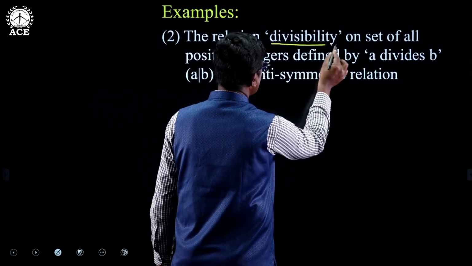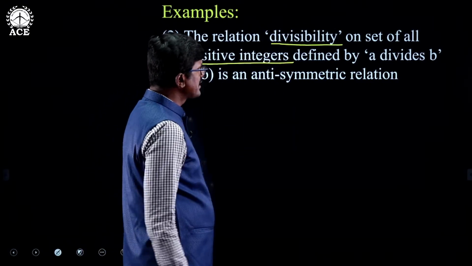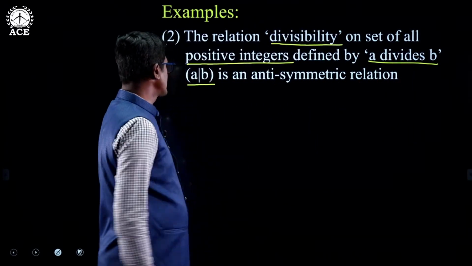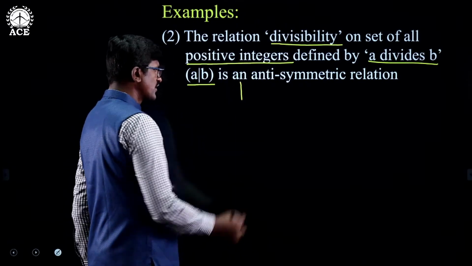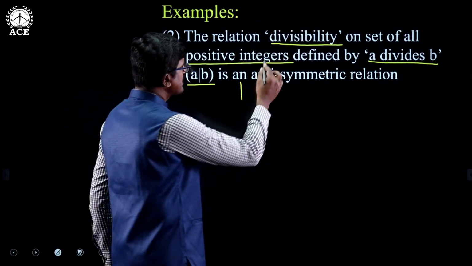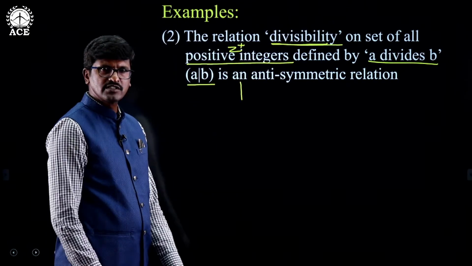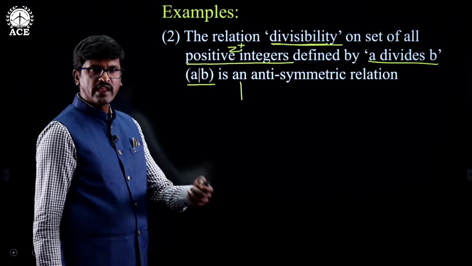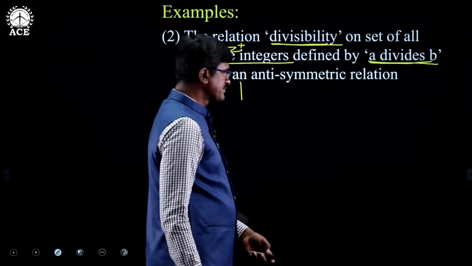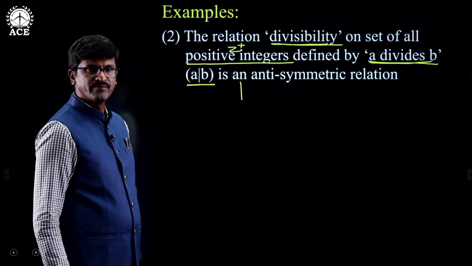Next example, divisibility. The relation divisibility on the set of all positive integers is defined by A divides B, which is denoted like this. This is the symbol which we use for divisibility. So here I am taking the divisibility relation on the set of all positive integers. Positive integers means 1, 2, 3 and so on. And this relation is defined by A divides B. Symbolically it is denoted like this.